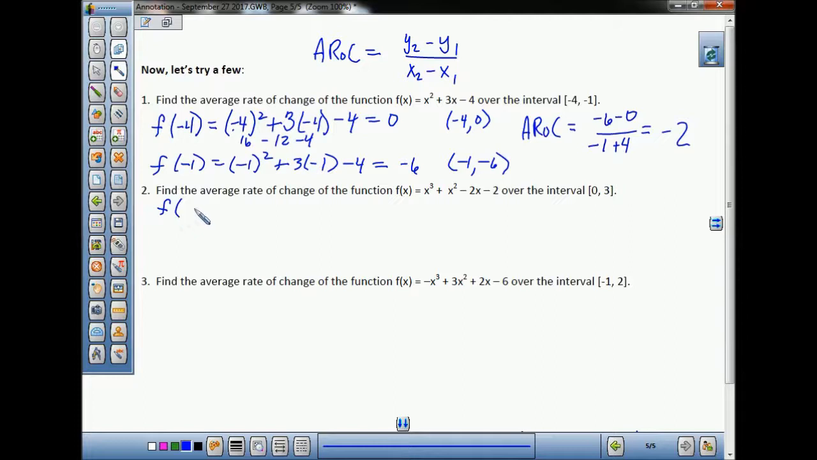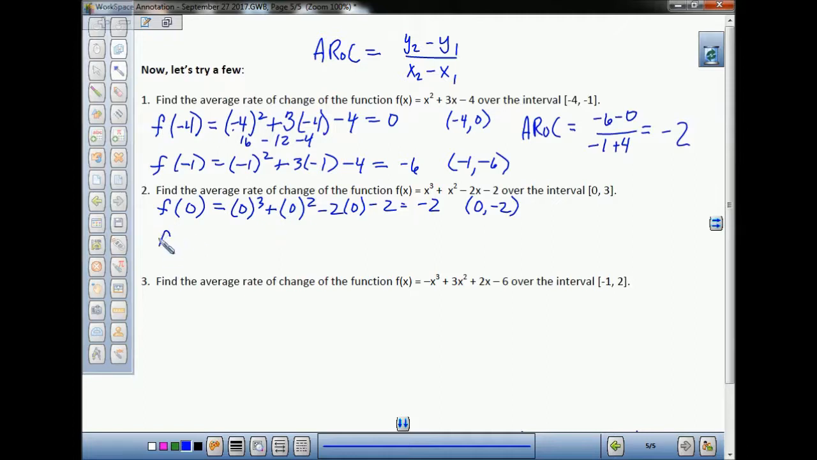So we would evaluate the function f, given a value of 0. So it would be 0 cubed plus 0 squared minus 2 times 0 minus 2, which is negative 2, which gives us the point 0, negative 2. And then we would evaluate the function for an x value of 3. And when we do, we get 3 cubed plus 3 squared minus 2 times 3 minus 2. So this is 27 plus 9 minus 6 minus 2 is 28. So my second point is the point 3, 28.